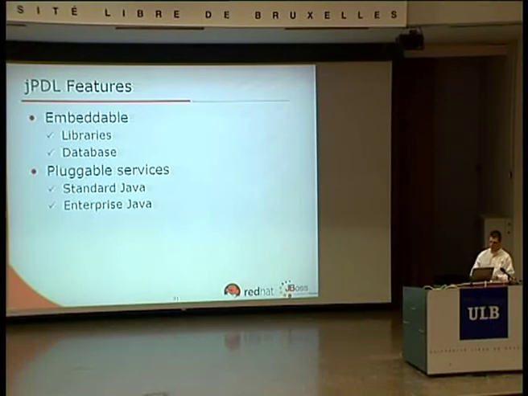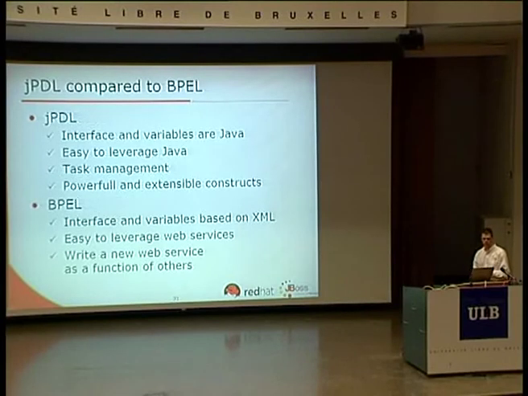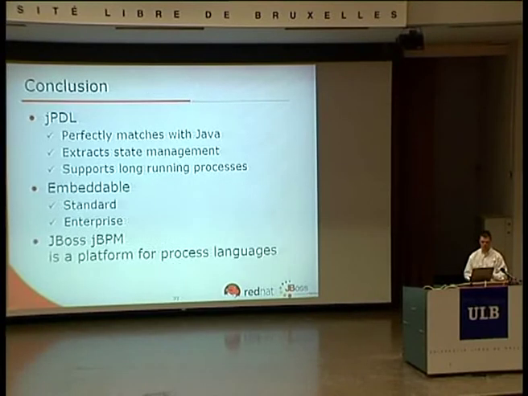And the pluggable services, I already explained that we run in both enterprise and standard environments. There's no real time, unless you come back to it in the questions, to compare it to BPEL. But basically, as I already told you, JPDL is Java, BPEL is web services, and they both do long-running executions. So it's the environment that is mostly different between the two process languages.